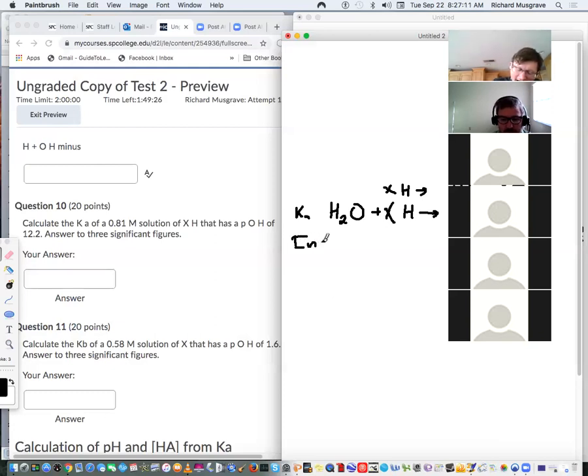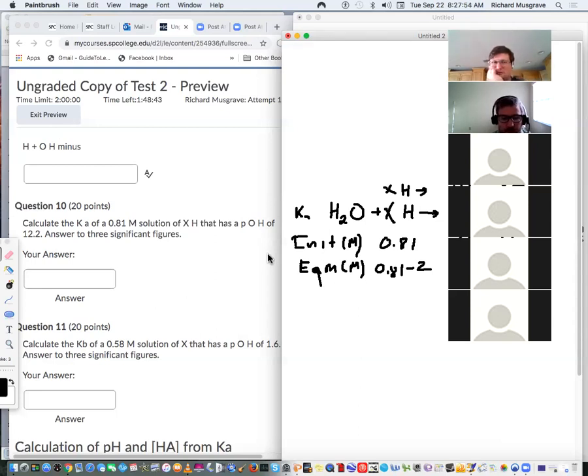Now, initially, is the initial molarity, we got XH as being 0.81 molar, and the H plus and the X minus will both be 0. The equilibrium would be 0.81 minus Z, and Z. Does anybody have any questions so far?